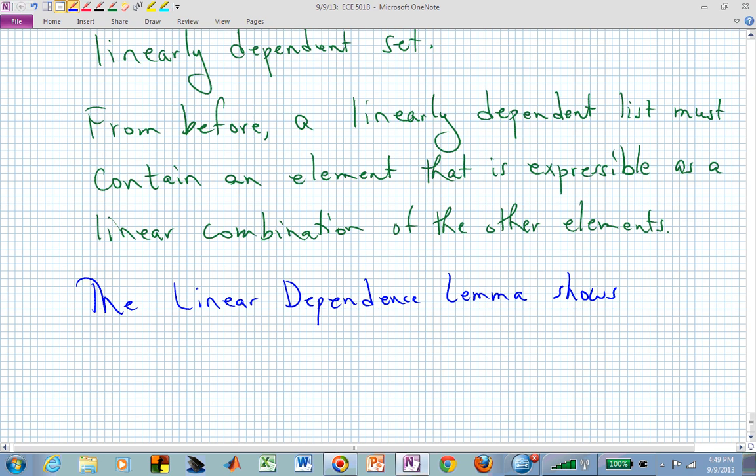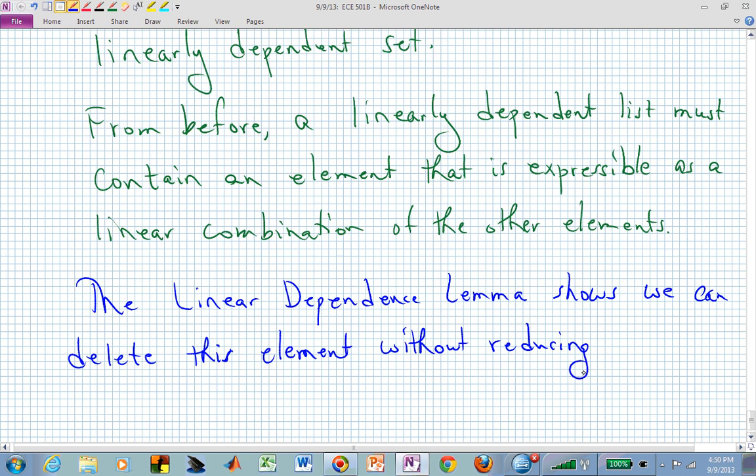So from the linear dependence lemma, we can actually delete this dependent element without reducing or changing the span of the original list.